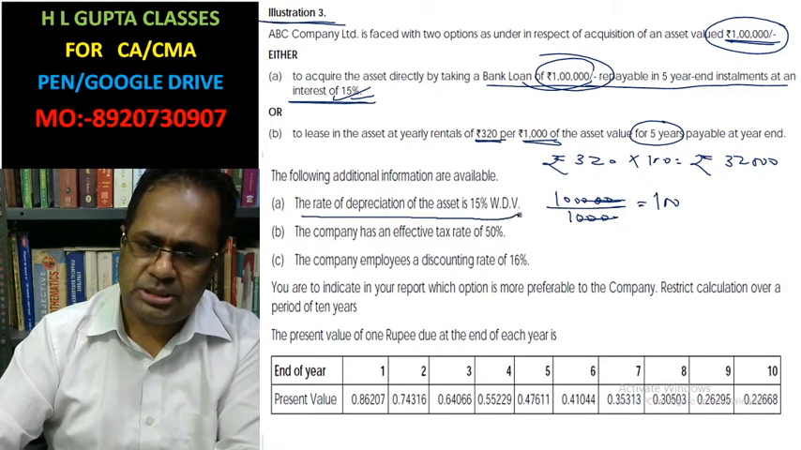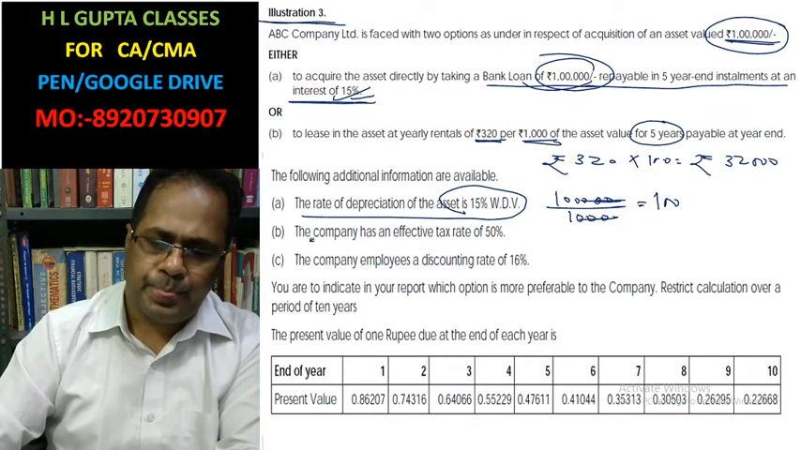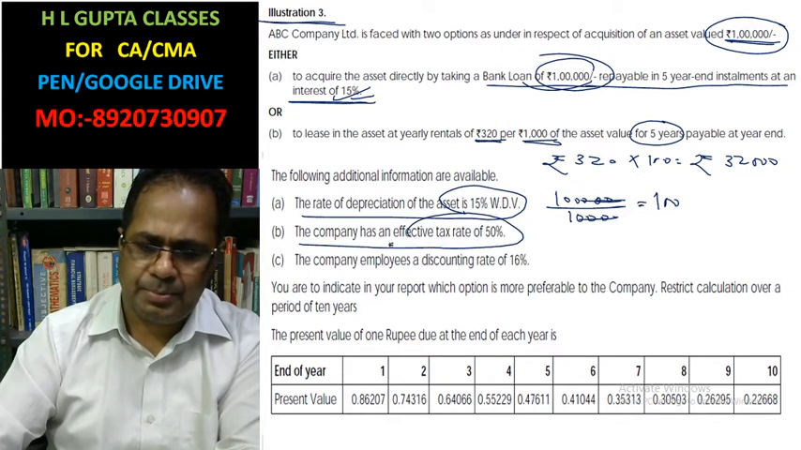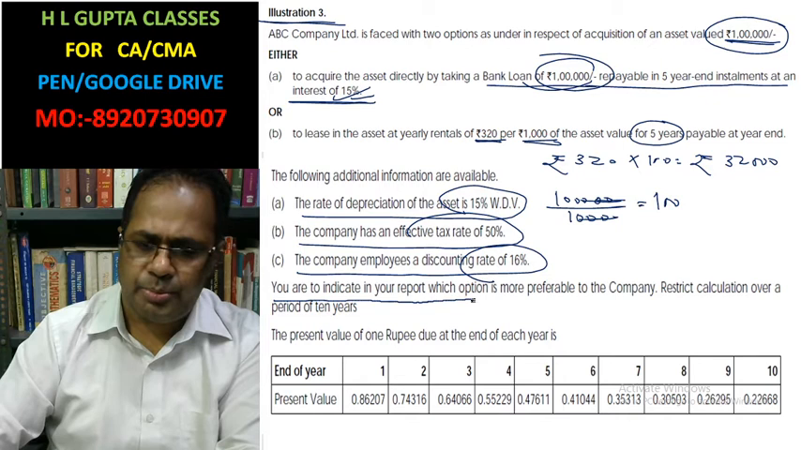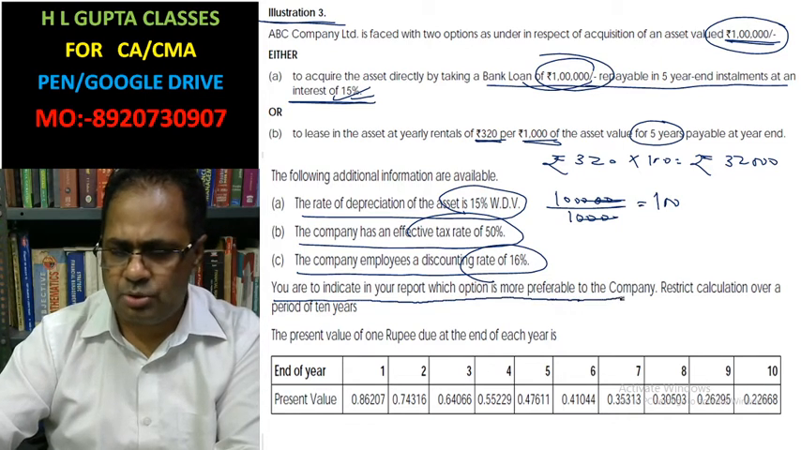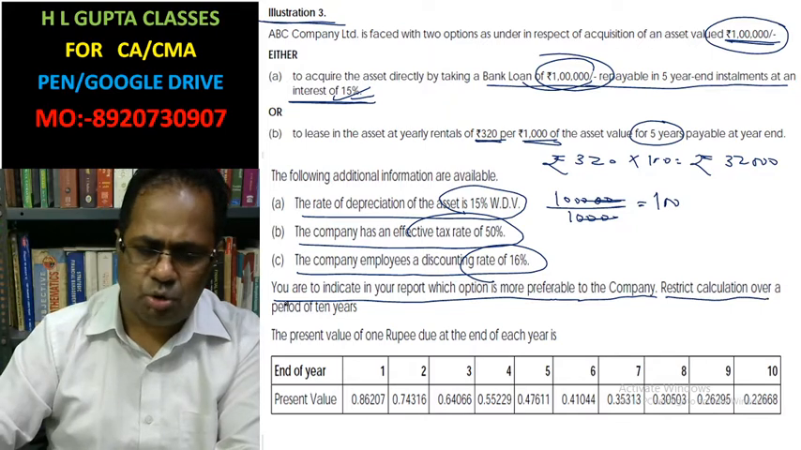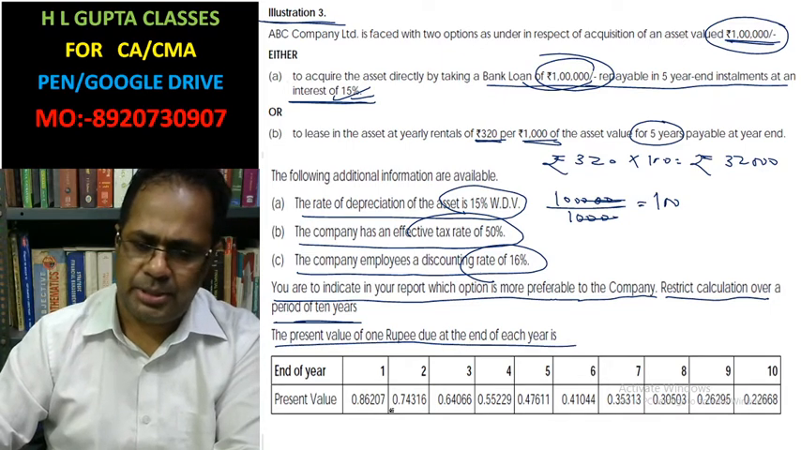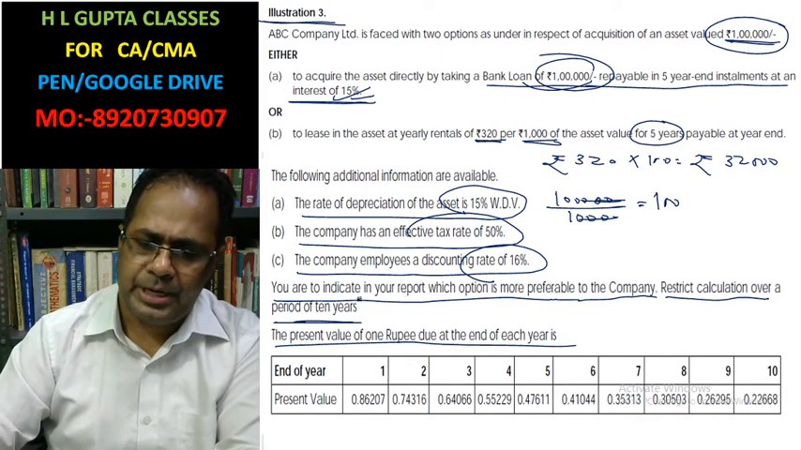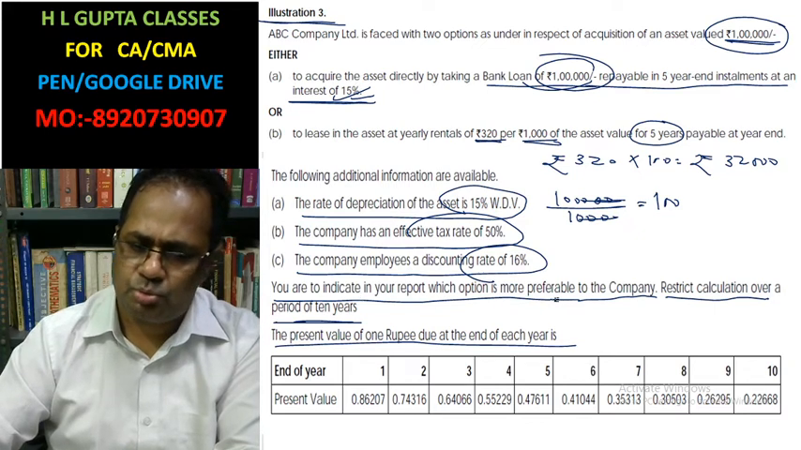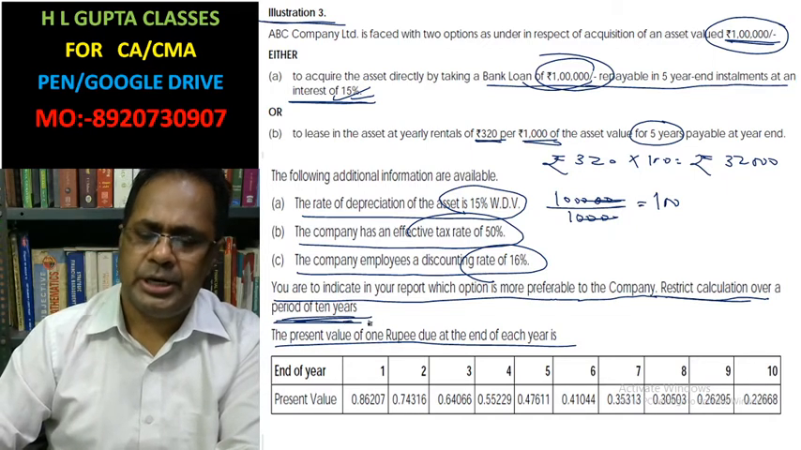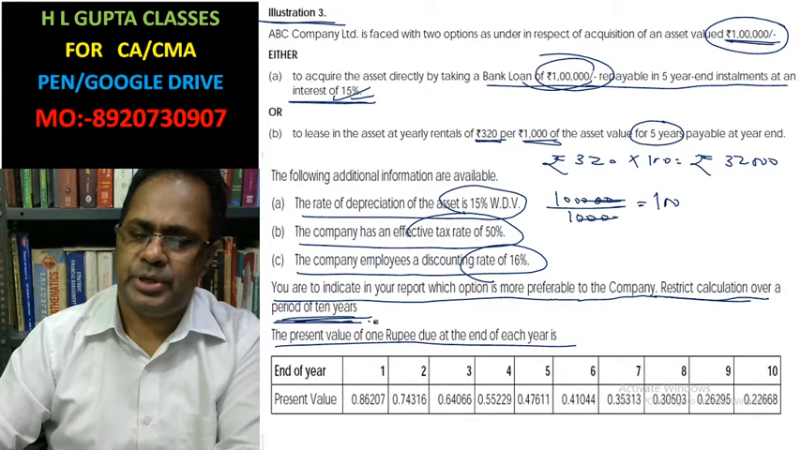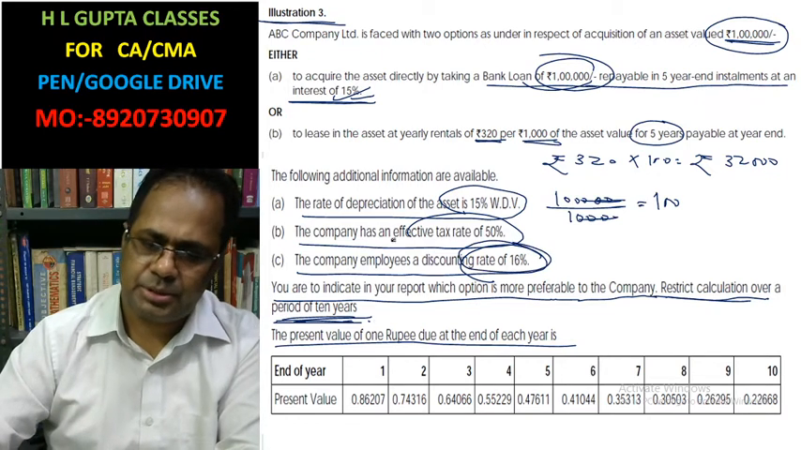The rate of depreciation is 15% on the written down value method. The company has an effective tax rate of 50%. The company employs a discount rate of 16%. You are to indicate in your report which option is more preferable to the company. Restrict the calculation over a period of 10 years. The present value of rupee at the end of each year is given here. It means depreciation is going to be charged for 10 years, and the discount rate is given as 16%.